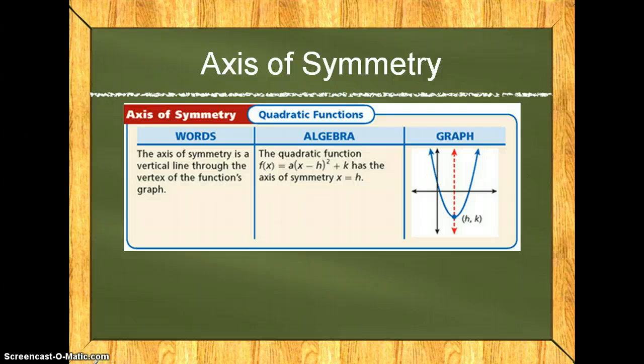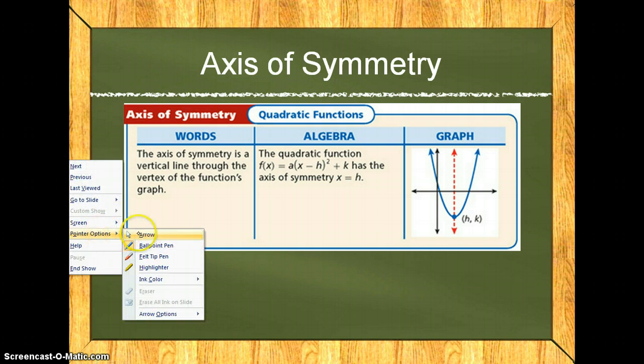So in words, the axis of symmetry is a vertical line through the vertex of the function's graph. Now, it could be a quadratic like we are currently working with. It could be an absolute value, which you've seen before. And there are a variety of other functions in which there is an axis of symmetry. Algebra. The quadratic function f of x is equal to a times the quantity x minus h squared plus k has the axis of symmetry x is equal to h.